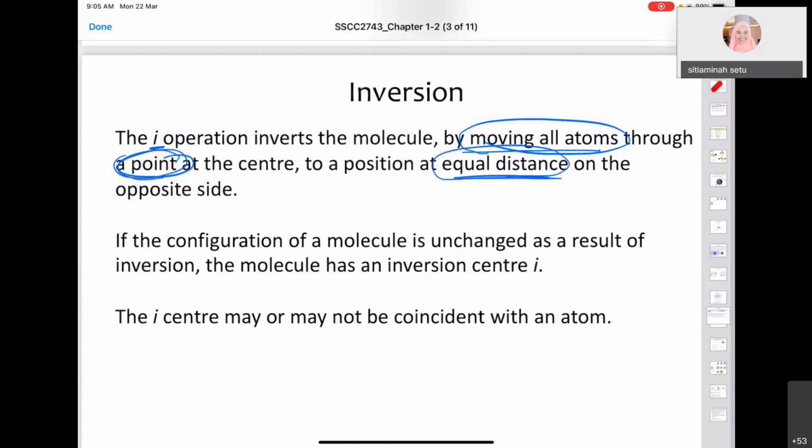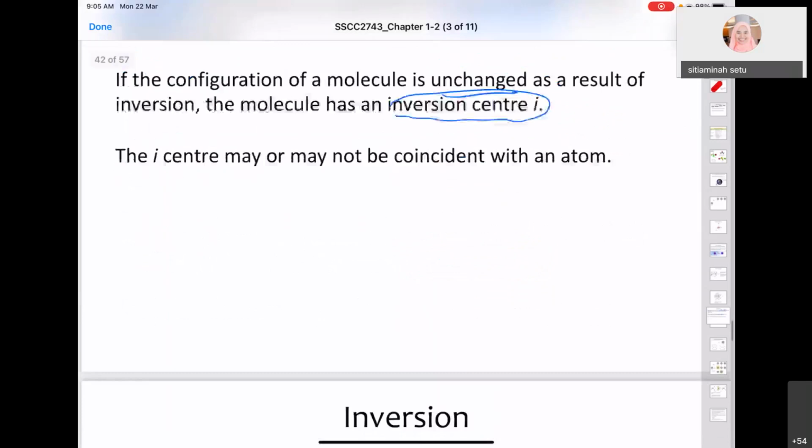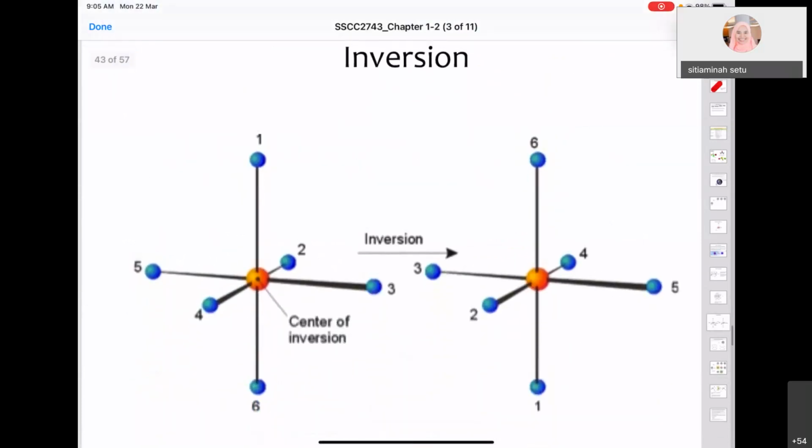Okay. And then if the configuration of a molecule is unchanged as a result of inversion, so that the molecule has the inversion center I. Okay. Kalau kita dah gerakkan dia, molecule tu still the same macam yang asal. So that's mean that molecule have inversion center. Okay. So the I center may or may not be coincident with an atom. Okay, kita tengok contoh.